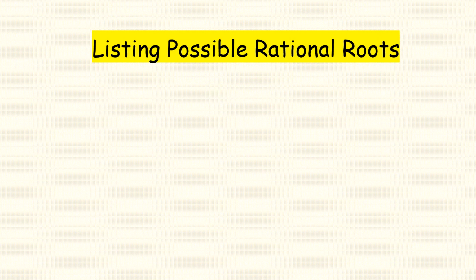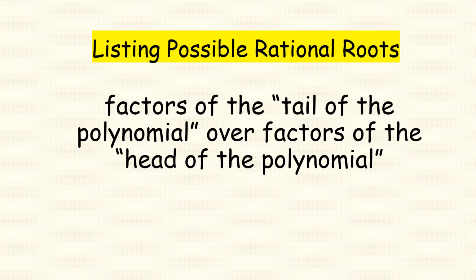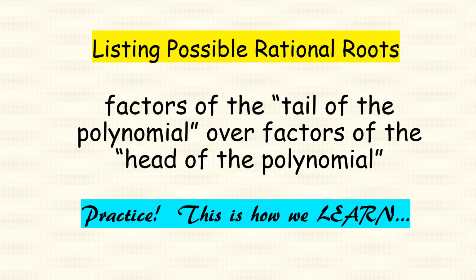When remembering how to find the list of all possible rational roots of a polynomial, remember the silly snake puts his tail over his head. That is, factors of the tail of the polynomial over factors of the head of the polynomial. Practice, this is how we learn.